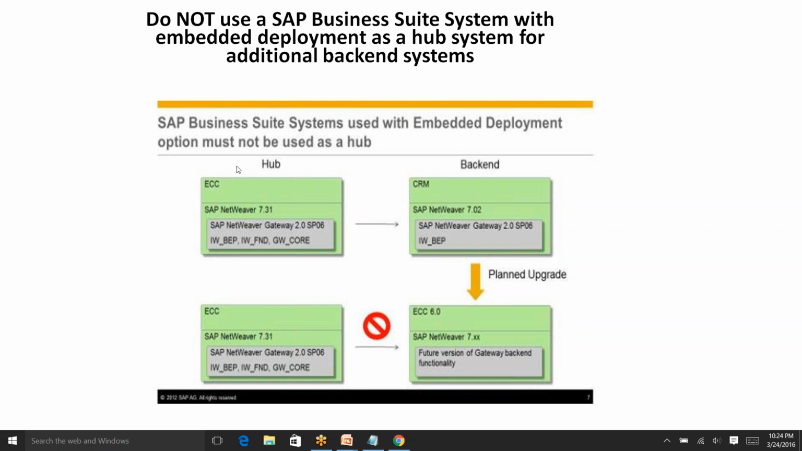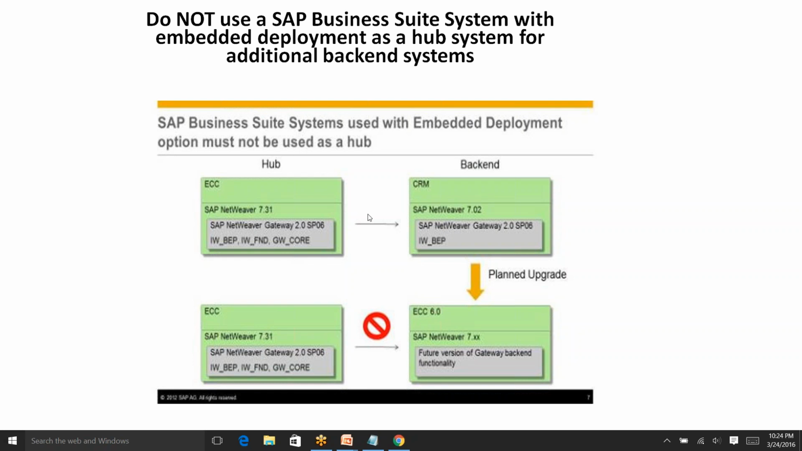Let's say you have your ECC system where all your SAP NetWeaver Gateway components are. Let's assume that it is on 7.2 or 7.3. If you use this system as a hub system for a CRM system, technically you could do that, because in ECC you have this IWFND foundation and gateway core components, so you can use it as a hub system for any of the other backend systems. All you need is a trusted RFC.